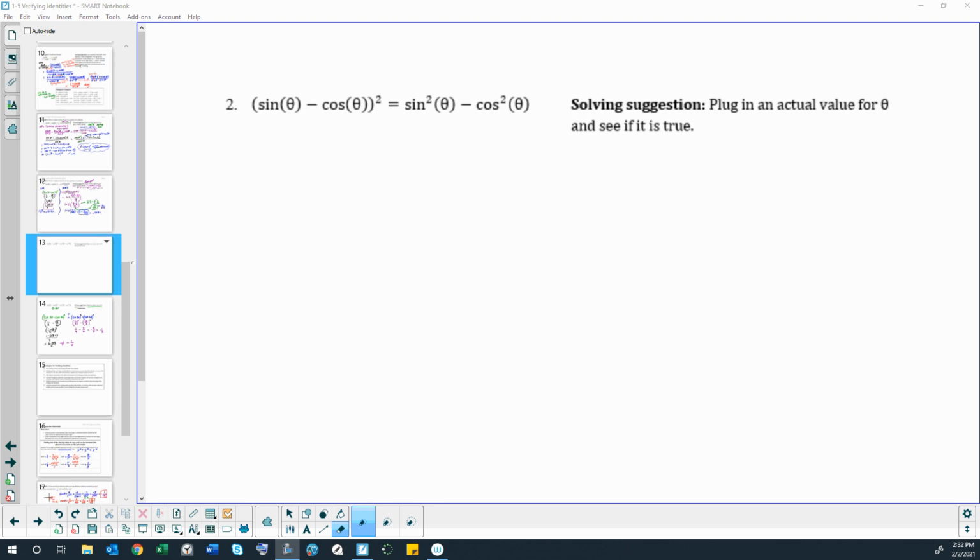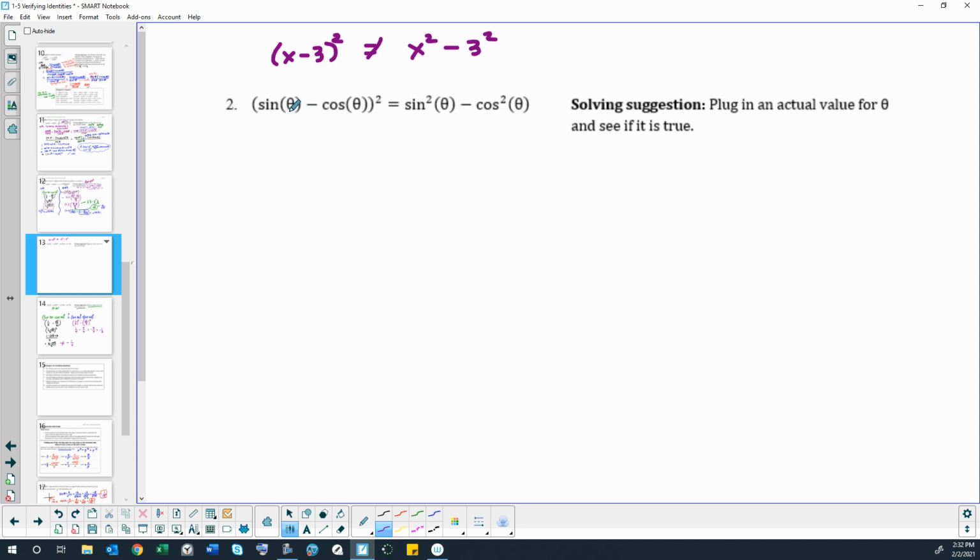Last one, here we go. Example 6, question 2. I'm trying to see if these two sides are equal or not. This is actually a very common mistake that people make in algebra. Saying that something like (x minus 3) squared is the same thing as x squared minus 3 squared. And we know for a fact this is false. So let's prove it using trig.